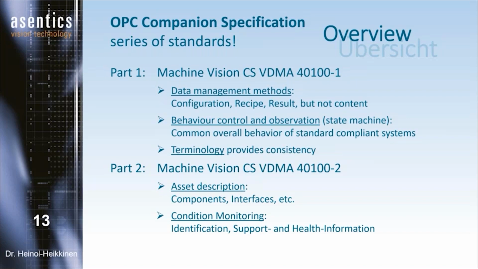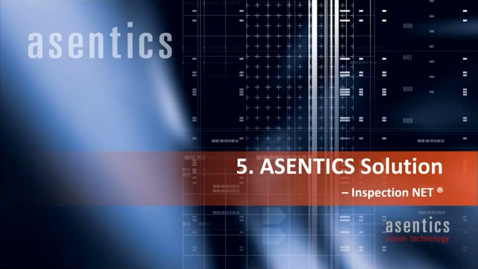In part 2, we additionally describe a so-called asset model. This means a machine vision system is a computer, it's a light, and so on, and all those components are described. And we also say something about condition monitoring. So part 2 will be ready this year, 2021. I think in autumn we will reach the end of part 2. And of course, part 3 will come after part 2, that's for sure.